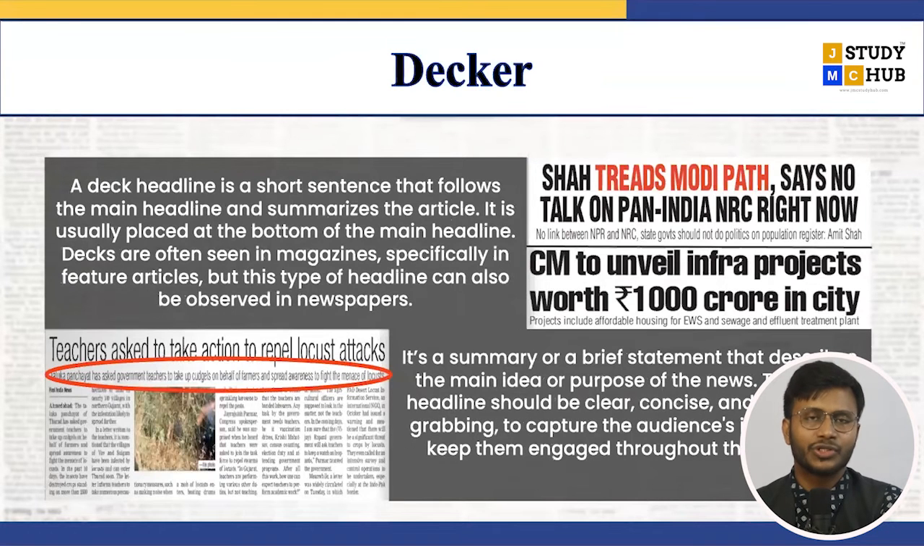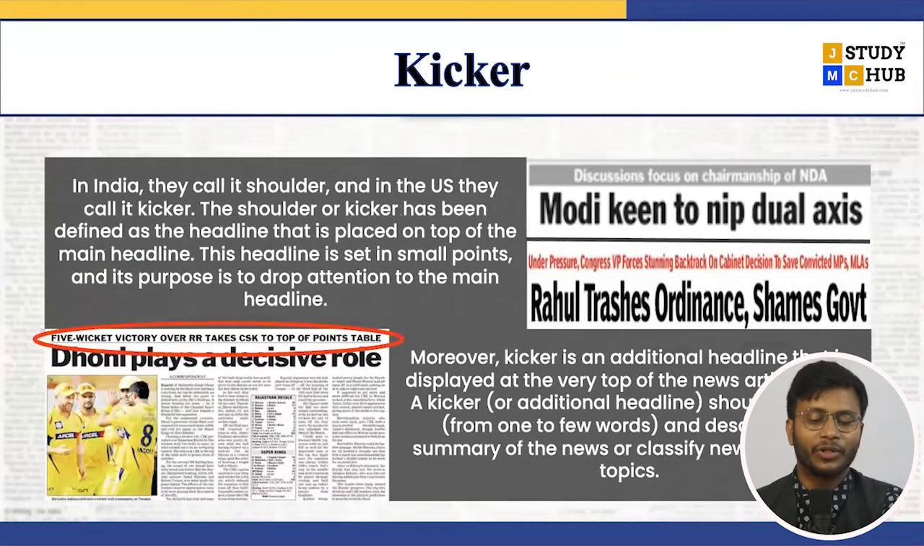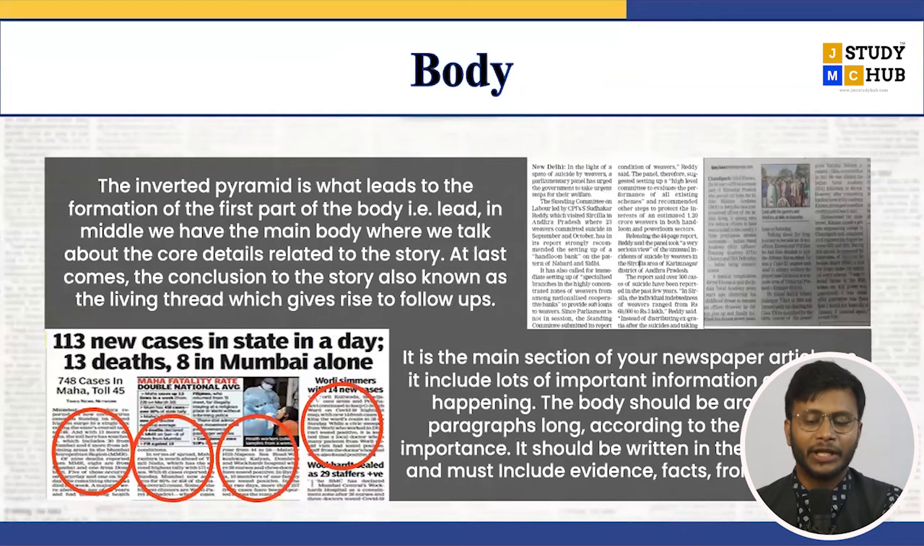The decker, which is located at the bottom of the headline, as we described, is basically a summary or brief statement of the headline. Okay, next it is about the kicker. So kicker and decker: the kicker is found at the top of the headline, and the decker is found at the bottom of the headline. Okay, body, that we read as lead, body, and conclusion in the inverted pyramid. Same here, the body describes the details of that particular story.